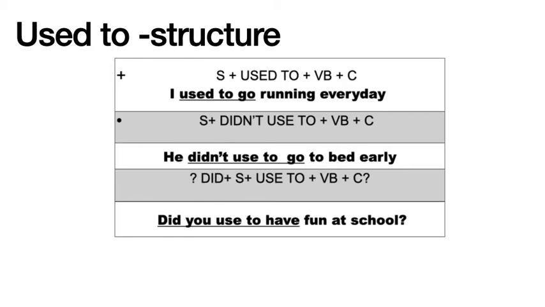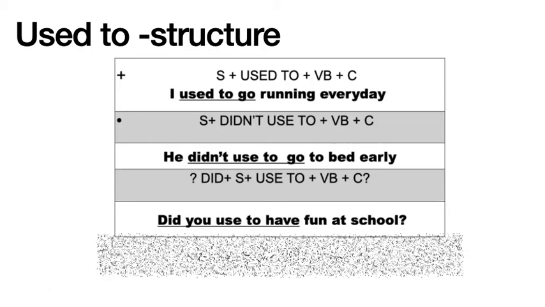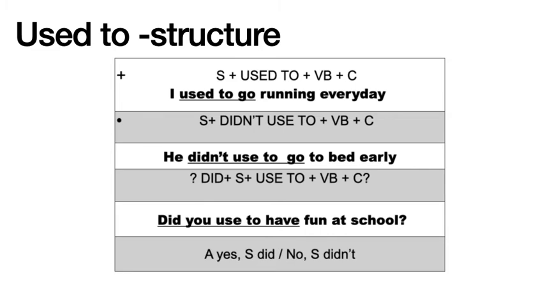And then the answers, as you know, because we answer with the auxiliary we ask with: yes, subject did, if it is affirmative; no, subject didn't, if it is negative. As you can see, this is a very easy structure, as it has no changes whatsoever in the main verb.